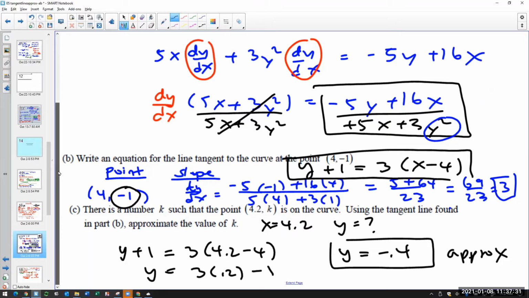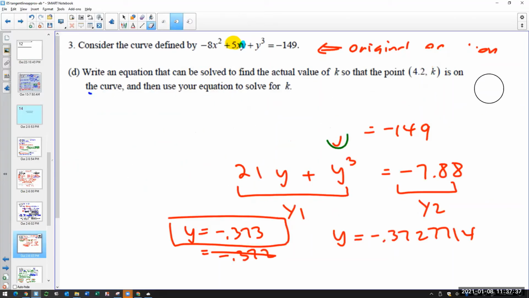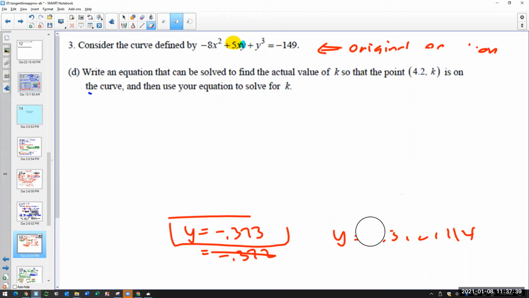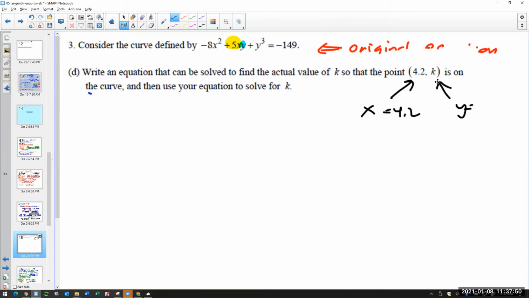All right, part D says, and I know it looks very confusing, but guys, all part D is saying is, look, you know your x is 4.2. What is your y? Do you guys see it? Like, that's really what it's saying. It's saying, look, I know my x is 4.2. What is my k? But your k is just your y. Okay, what is your y?